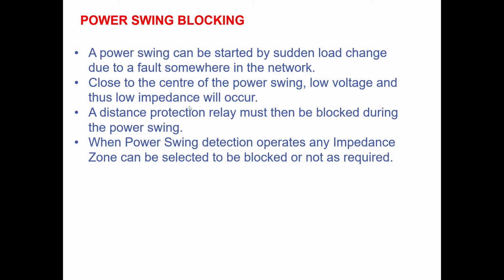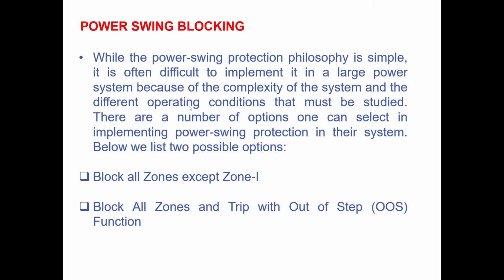When power swing detection operates, any impedance zone can be selected to be blocked or not, as required. This decision about which zone is to be blocked or not is a policy decision, and it is generally taken by the grid operator and the utilities on the basis of mutual agreement. While the power swing protection philosophy is simple, it is often difficult to implement in a large power system because of the complexity of the system and the different operating conditions that must be studied.